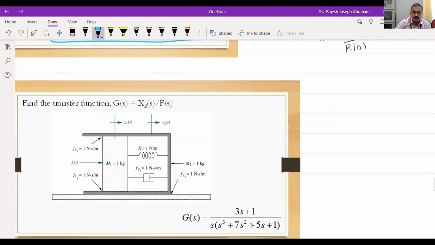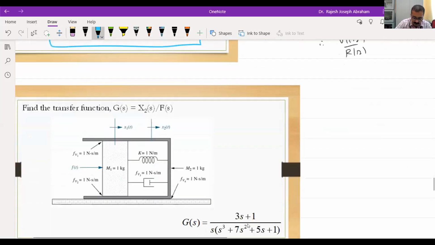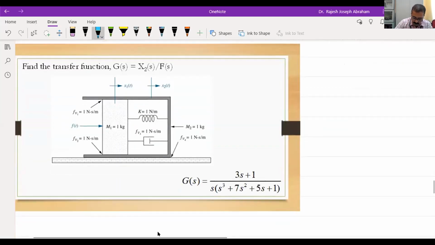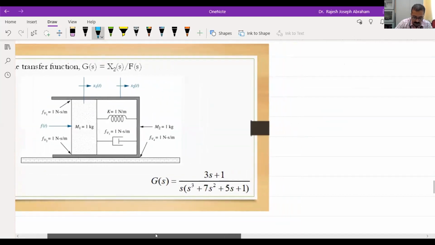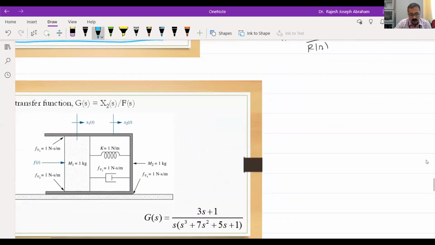Now let us try one more thing. So now I will not write any differential equation. In one go, we will try to solve this thing. So the question is to find X2 of s by F of s, X2 of s divided by F of s, right?